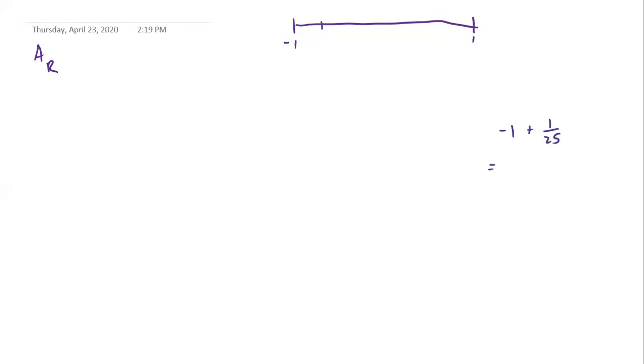That's the same as negative 25 over 25 plus 1 over 25, same as negative 24 divided by 25. So the first right endpoint of the first subinterval is negative 24 over 25. Okay. So now that we know that, we can go ahead and calculate the sum.